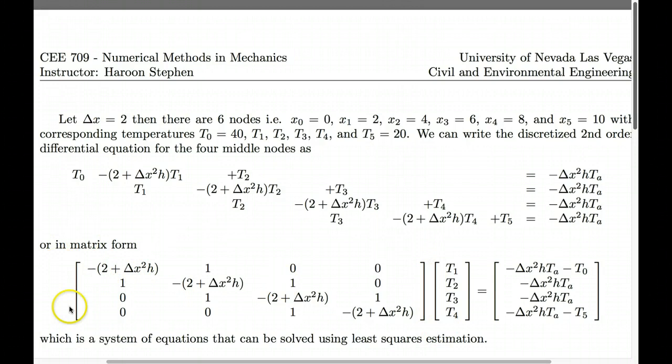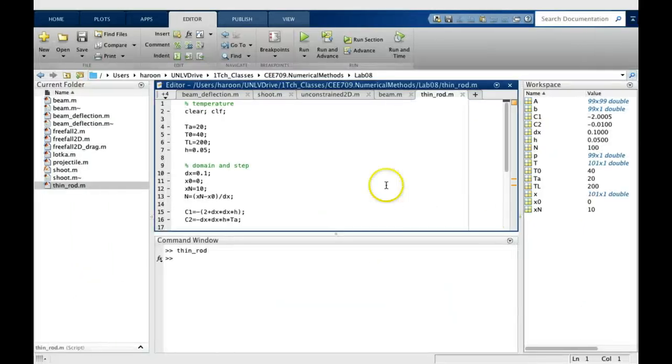If we write these in a matrix form, we get this A matrix, which is a tridiagonal matrix, the T matrix, which is T1, T2, T3, and T4, the temperature values, which are the function values that we are trying to determine, and then we can call this the B vector. So this formulates an AX equals B problem, which we already know how to solve in MATLAB. So let's implement this in MATLAB.